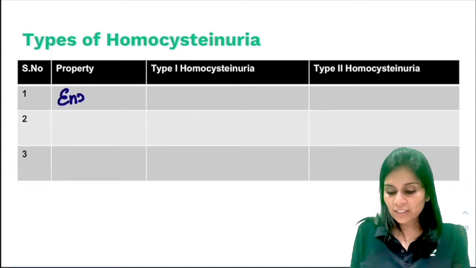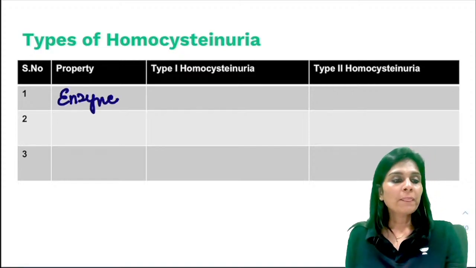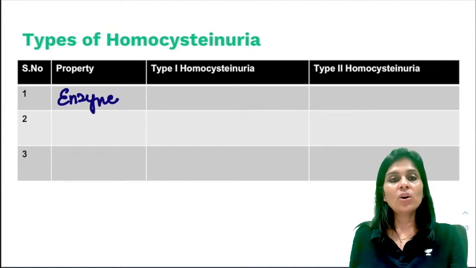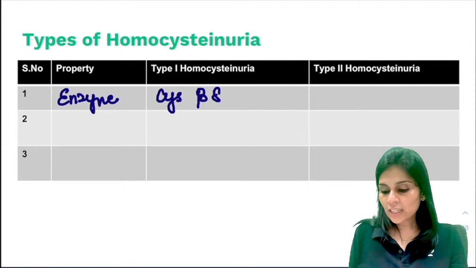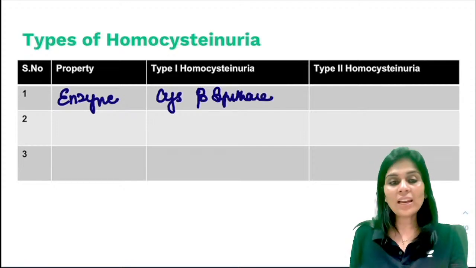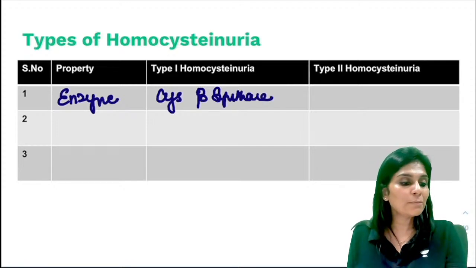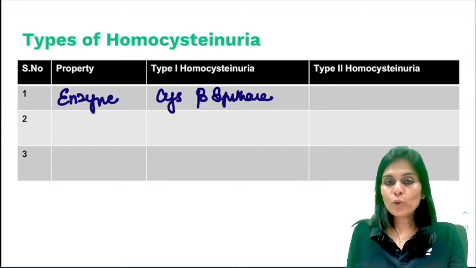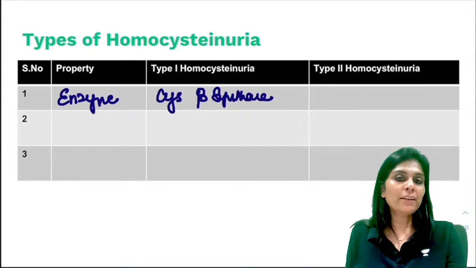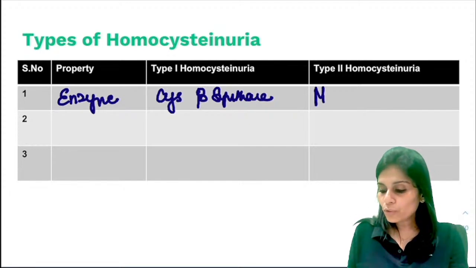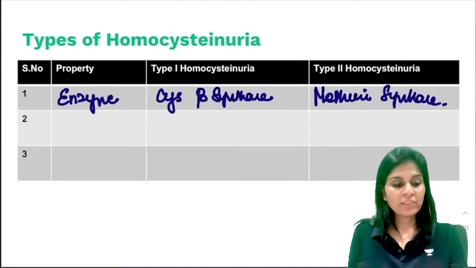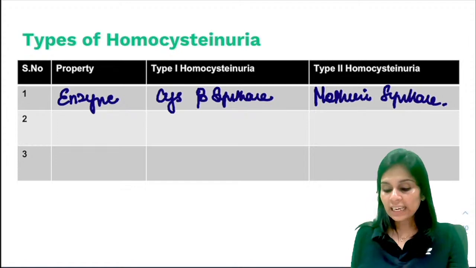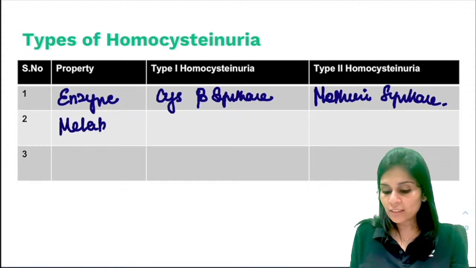The first feature is which enzyme defect. So type 1 homocystinuria is caused by the defect of which enzyme? It is caused by the defect of cystathionine beta synthase. Can you all answer this along with me in the live chat, please? Yeah. So type 1 homocystinuria is caused by the defect of cystathionine beta synthase, whereas type 2 homocystinuria is caused by the defect of methionine synthase. That's the first difference. Second difference, metabolite concentration.